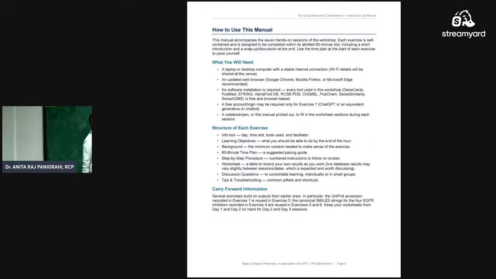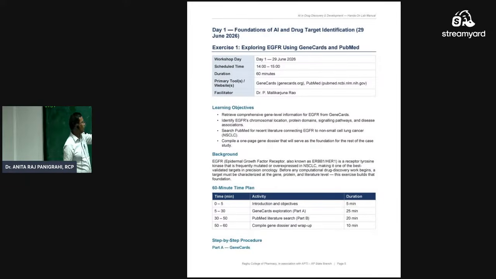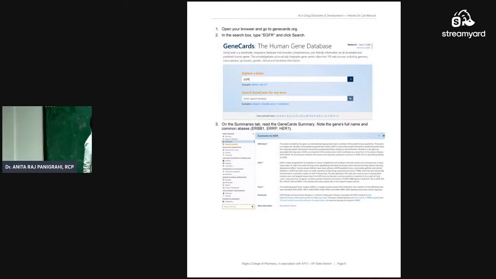So, how to use this manual? Here you can see the learning objectives, because you need to know what you have to learn, and what the background is. Of course, I already gave an introduction. Then go to the step-by-step procedure and please follow these things. Just go around for 15 to 20 minutes. Again, we are going to start the next session, PubMed, by 10:20.